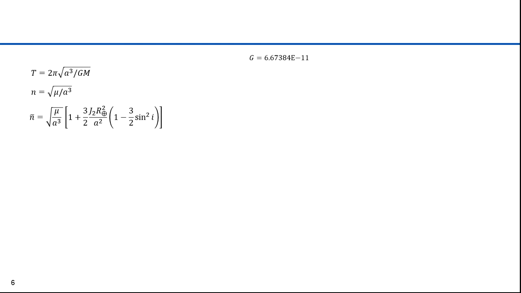G is the gravitational constant. This is the mass of the Earth. Mu is the gravitational parameter, and is G times M. Here are the values for G and M. So for the Earth, this is the gravitational parameter mu. This is the mean orbital velocity for a circular orbit. With a circular orbit, the velocity is constant.